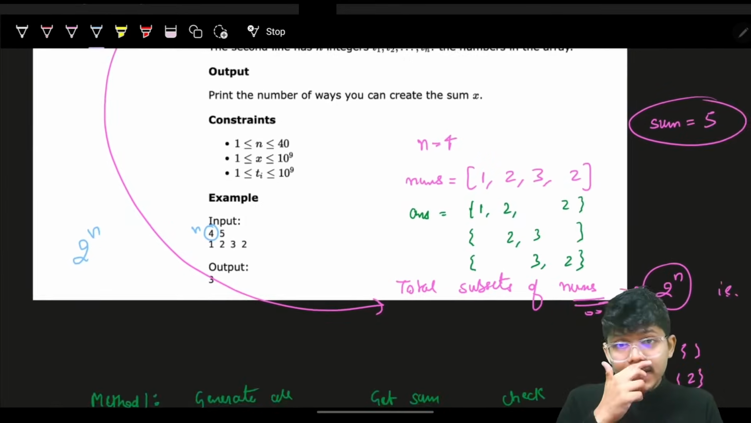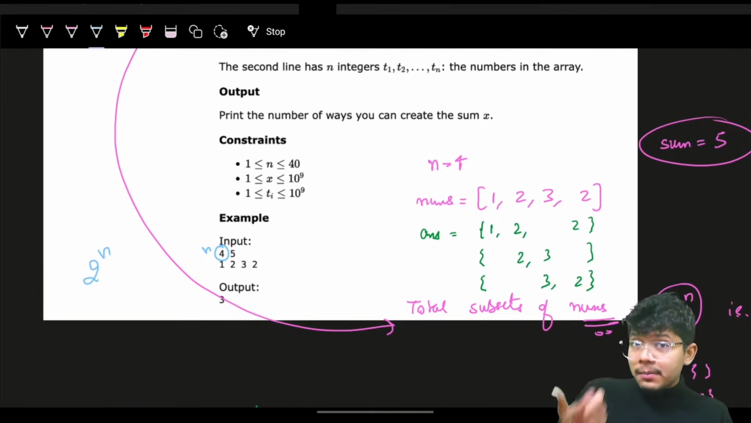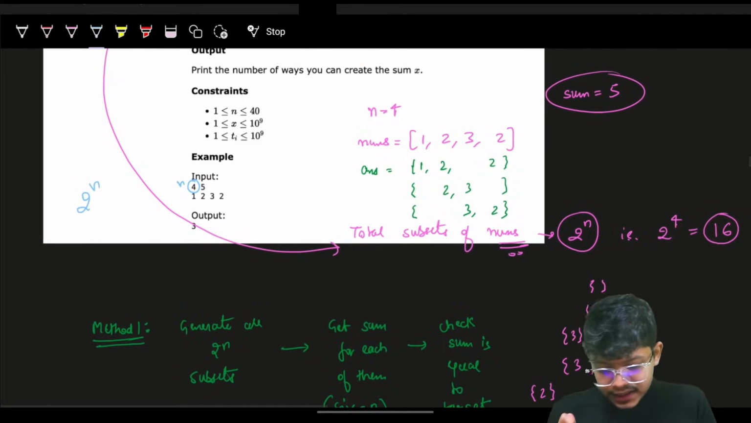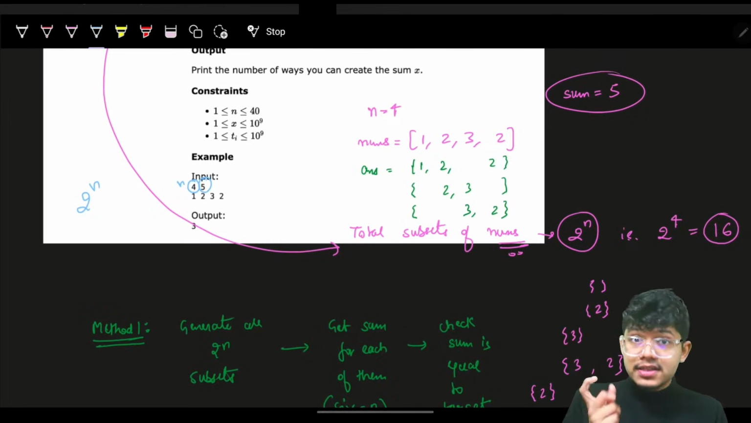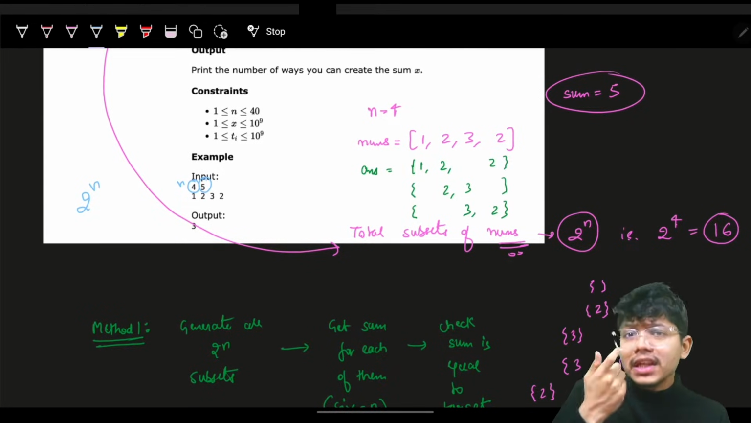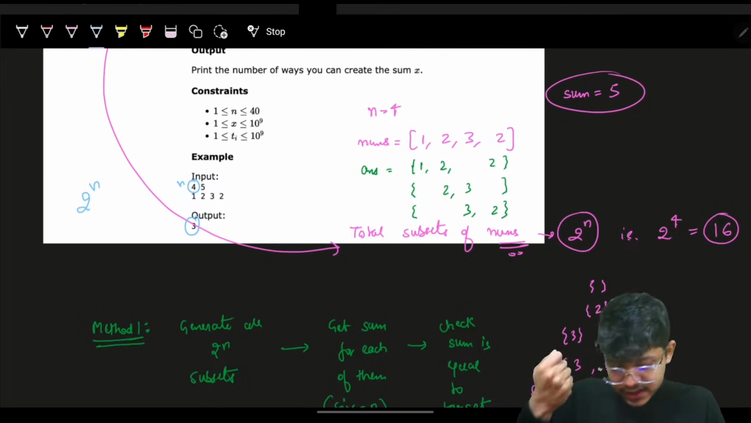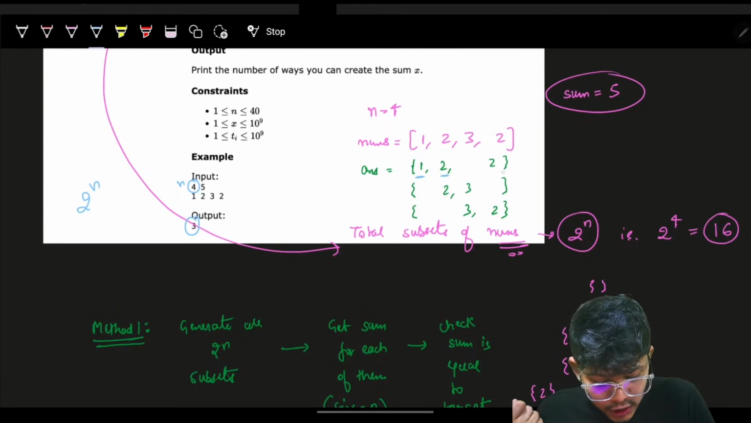Now when they are built, I have to go and do a quick check if their sum is actually equal to my 5. If yes, then it is an answer. So for this question, the answer is 3. As you can see, you can build 3 subsets. The first subset is 1, 2 and 2.